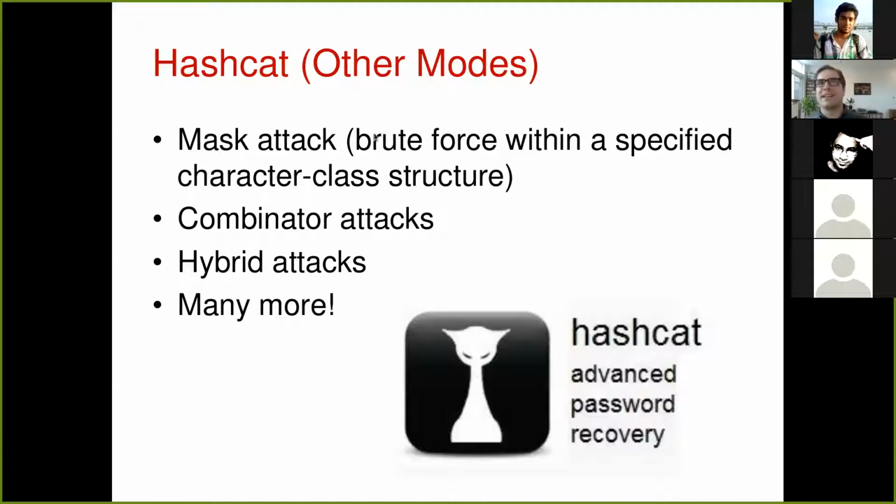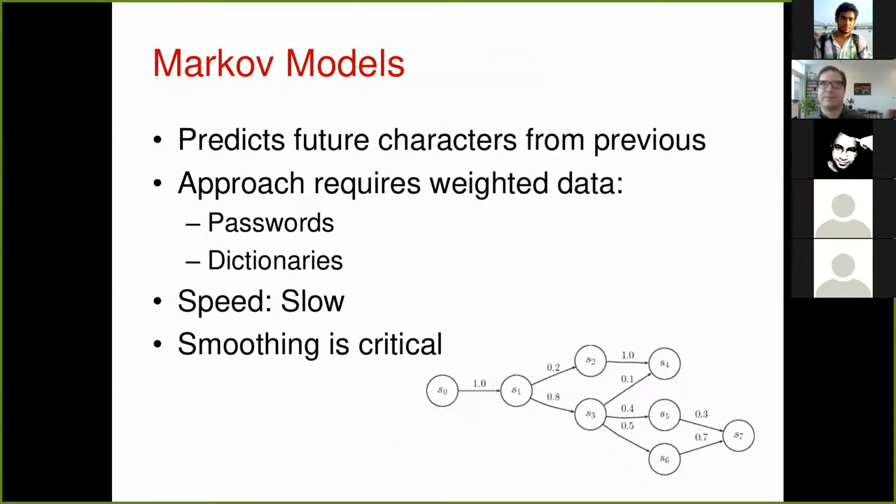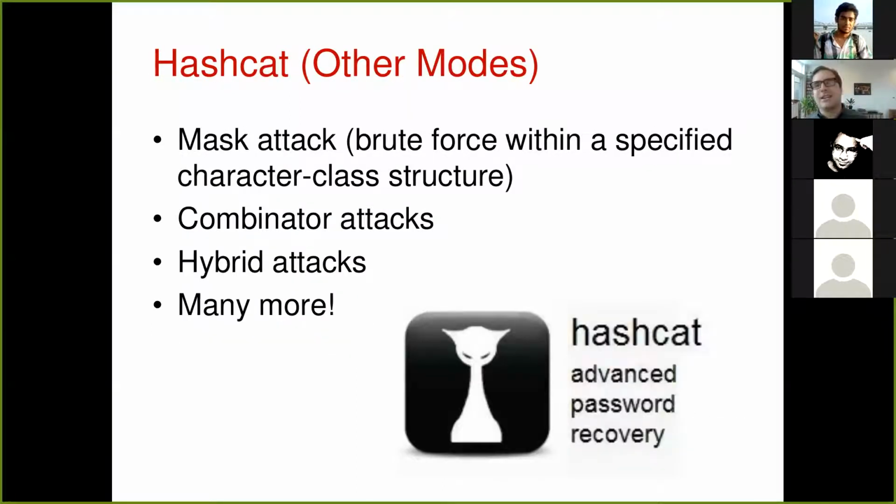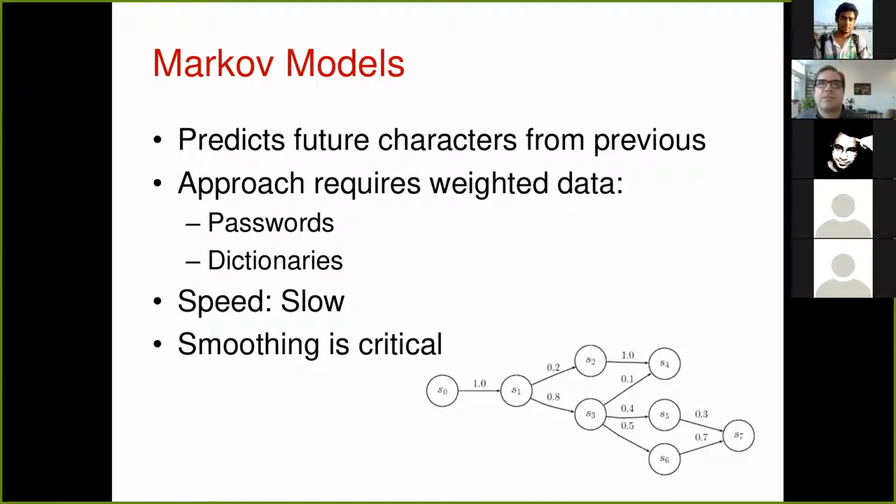So a mask attack basically is a brute force attack within a particular character class structure. So you could say, try guessing all passwords that consist of 6 digits. And there are many other attacks you can do, which I'll skip. So those are kind of software tools. There's instead the idea of using Markov models.